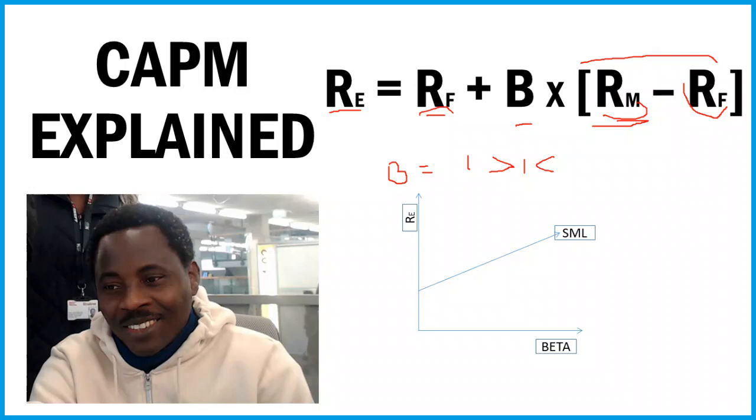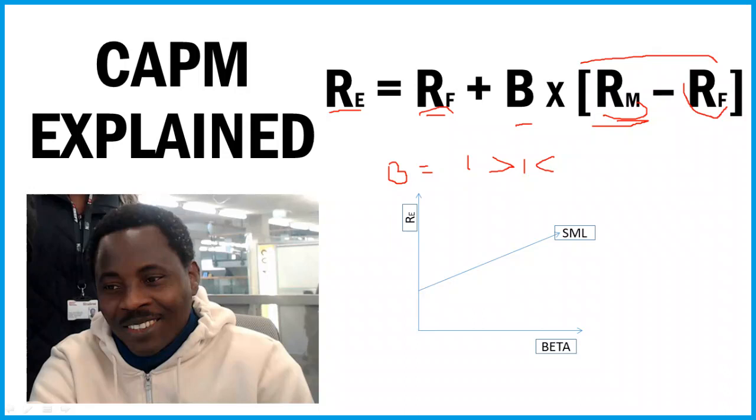That means it's equal. But if it is greater than one, it simply tells us that the stock you are actually picking is a bit aggressive. Let's say for example, Apple's beta is 1.28. It simply is telling us that if for any reason the market becomes bullish, the stock will be more bullish than the whole portfolio that the nation has in a stock exchange in its capital market. That is what it simply means.